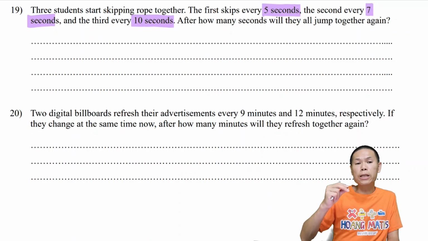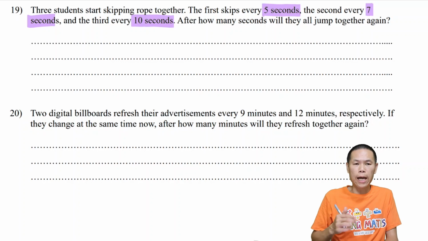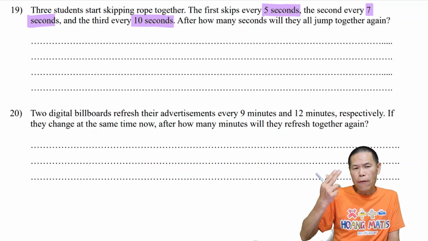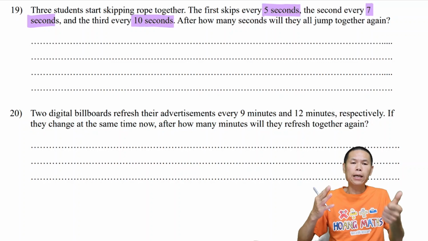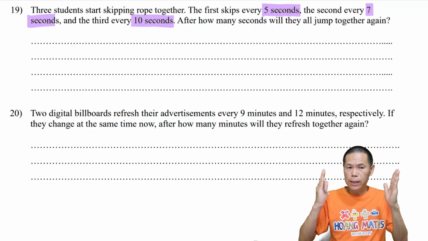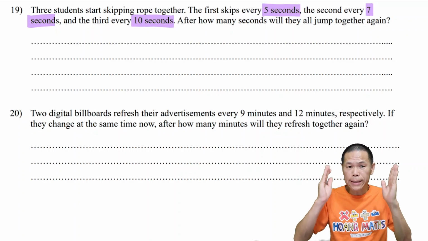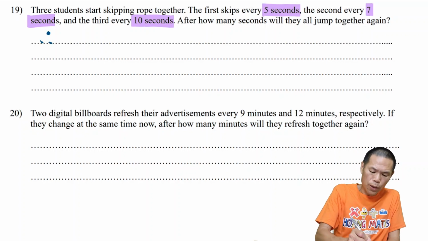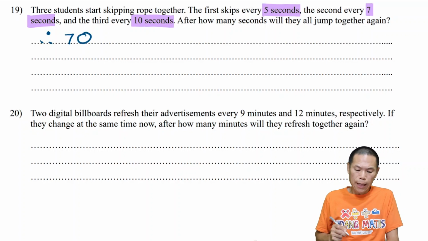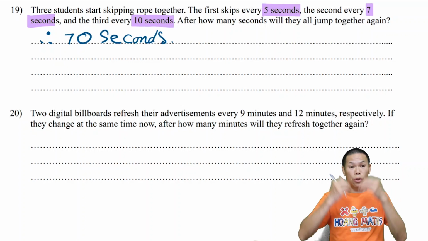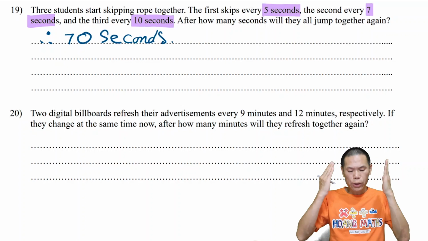So let me just list the multiples of 10. Okay, so we know that 10, 20, 30, 40, 50, 60, 70. Only 70 is a multiple of 7. So 70 is a multiple of 7, 10, and 5. So that is, therefore, 70 seconds later. Okay. So there you go.